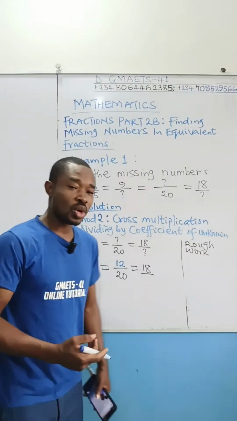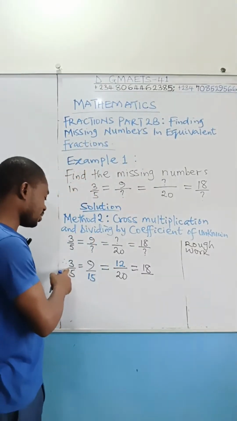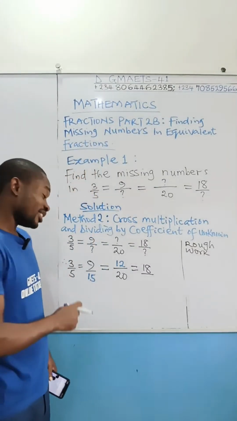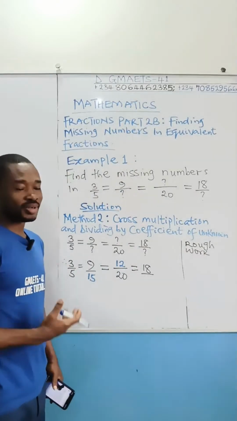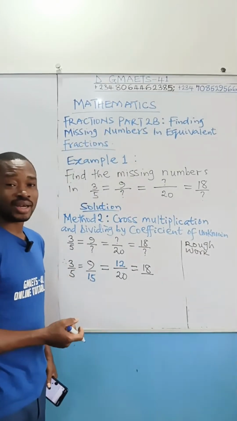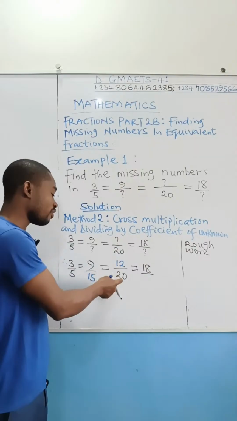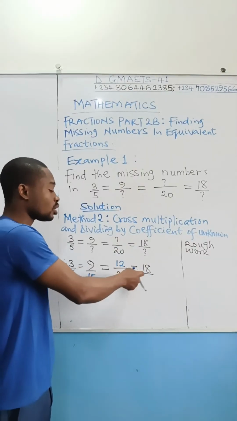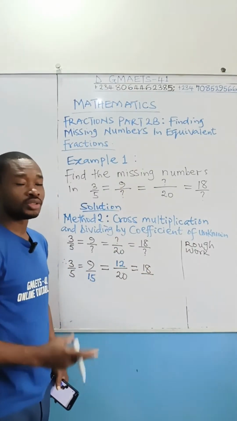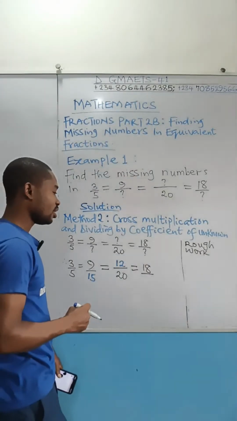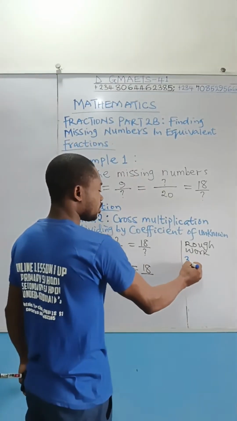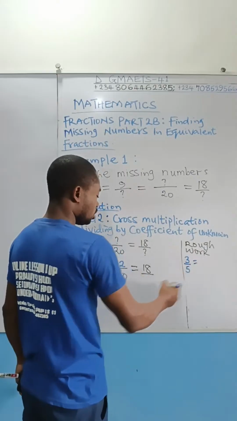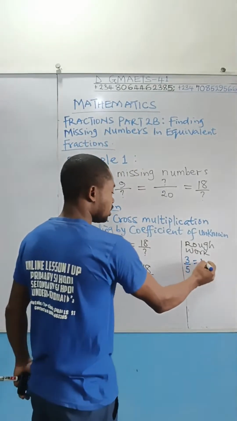In fact, let me use one that will be bigger. Or should I still go back and use this one? Just that this one is the smallest number, so it will be faster to use in getting our answer. But one can still use 12 over 20 or 9 over 15 to be equal to 18 over an unknown to get the same answer. Okay, let me use 3 over 5. Let me go back to the smallest fraction. So now it will be 18 over the missing number.